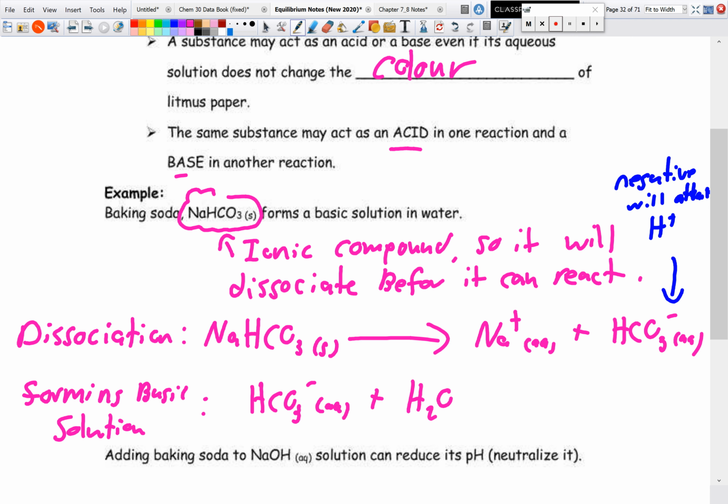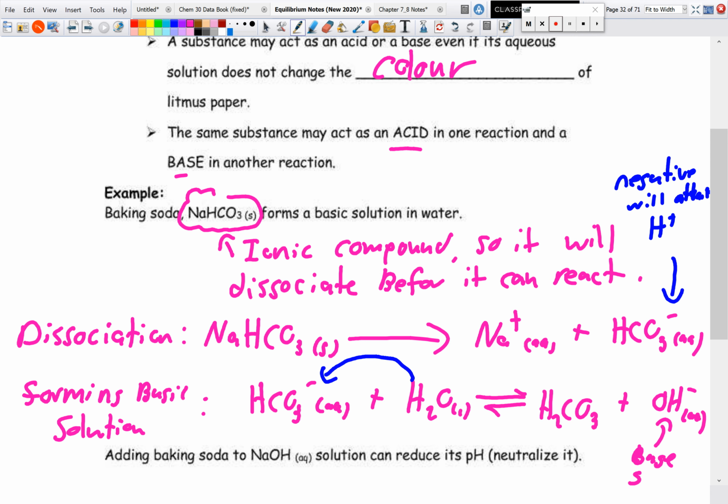So what we can do now is show how a basic solution can come about. If we transfer our hydrogen over to our hydrogen carbonate, we form H2CO3 plus OH minus. That's our basic solution. Now when we look at what water is acting like in this example, water is acting like the acid, and our hydrogen carbonate is acting like a base.